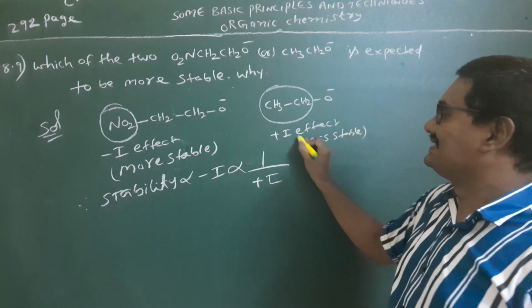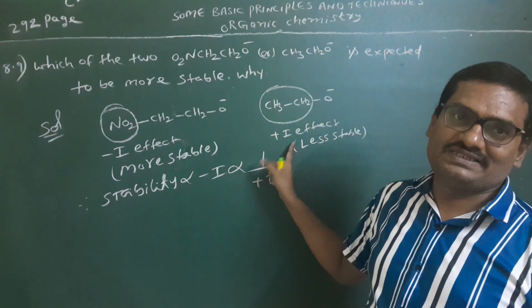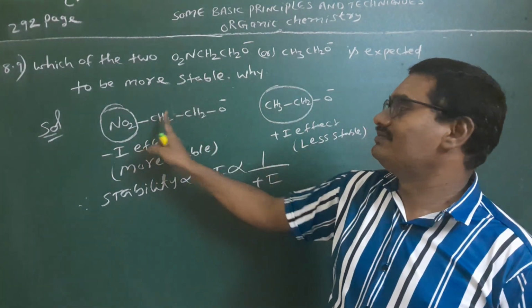So it is the reason. The reason is NO2 has the minus I effect, and the alkyl group has the plus I effect. That's why it is more stable than this one.